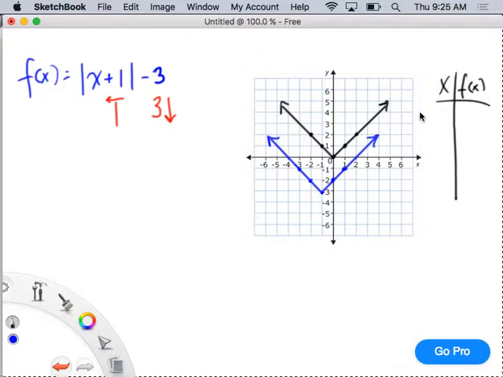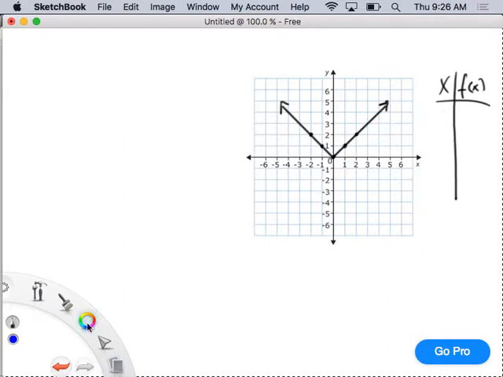Cool? Got this? Yeah? All right. So, good job. Now, let's kick it up a notch, guys. Let's add a new element to it. Okay, so we got our shifts, our vertical and our horizontal shifts. Well, there's another element to it, and that's what we'll explore now.